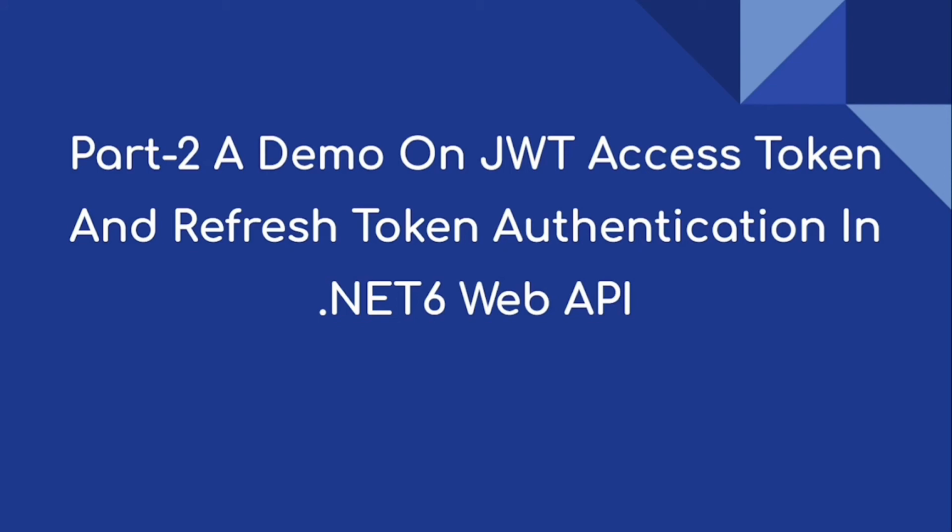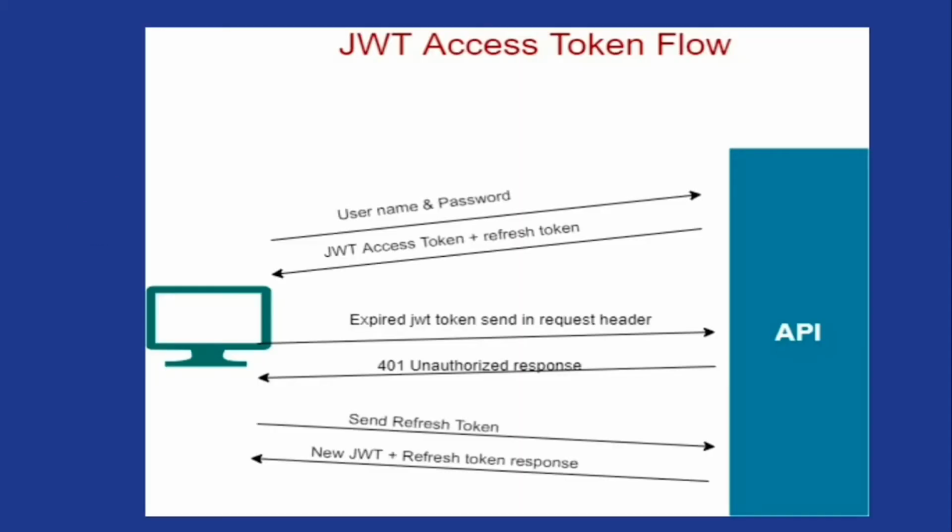Okay. Hi everyone. This is the second video on JWT access token and refresh token generation in .NET 6 Web API. In the first video, we generated the JWT access token. In this video, we are going to implement logic for generating a refresh token and also how we can use the refresh token to renew the expired JWT token.